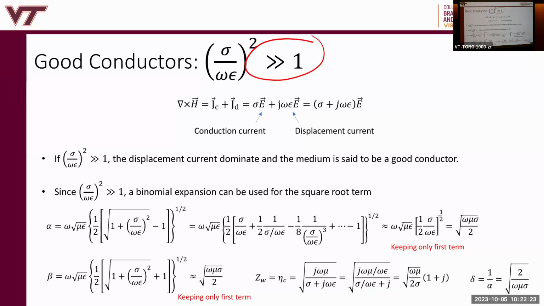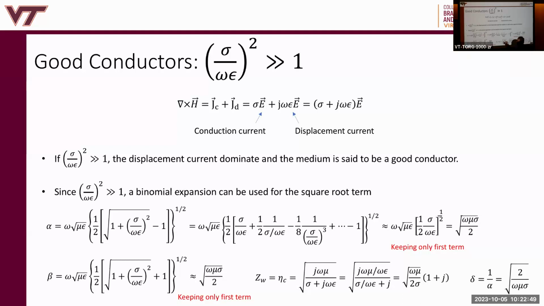Now the converse is when sigma over omega epsilon squared is much greater than 1. When it's much greater than 1, that means sigma dominates. And when sigma dominates, the medium is very lossy. We call that a good conductor. All right. You can use the same binomial expansion. If you go through the process now, keeping the first term, we get alpha is the square root of omega mu sigma over 2. This is a common formula you'll see a lot for good conductors. This is the attenuation constant in a medium which is dominated by loss.